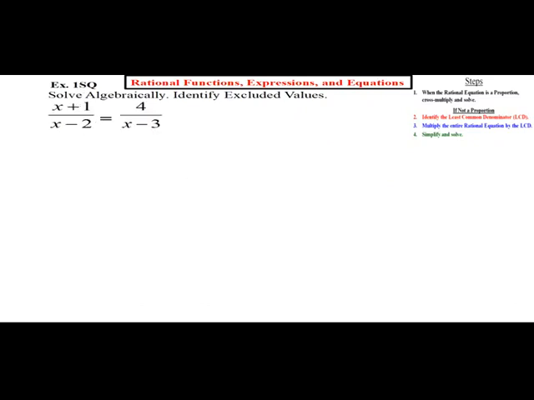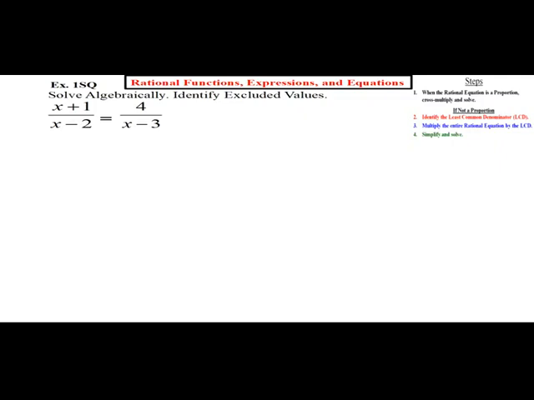Copy this one. Example 1, super Q. We got x plus 1 over x minus 2 equals 4 over x minus 3. Once again, x plus 1 over x minus 2 equals 4 over x minus 3. And it's the same instructions as the previous one. We need to solve algebraically and identify excluded values. What do you guys notice? Is it a proportion?